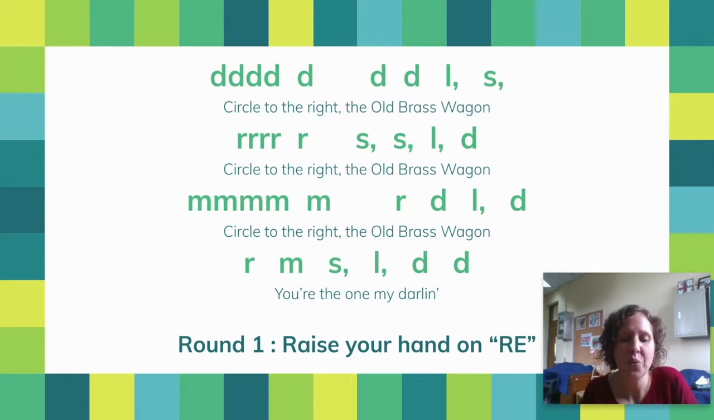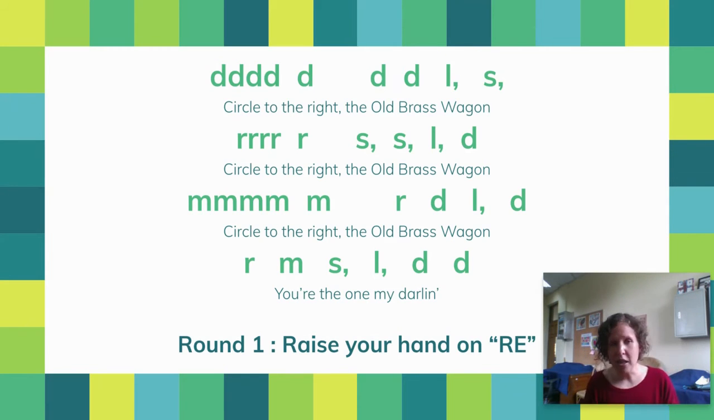So this round says, raise your hand on Ray. So what we would do is we would sing the song. And as you're playing, you could choose: are we going to sing it on the pitches? Are we going to sing it on the words? I'm going to sing it on the pitches right now just because it makes it a little bit clearer what I'm doing. So what people have to do is they raise their hand anytime the pitch Ray is sung.